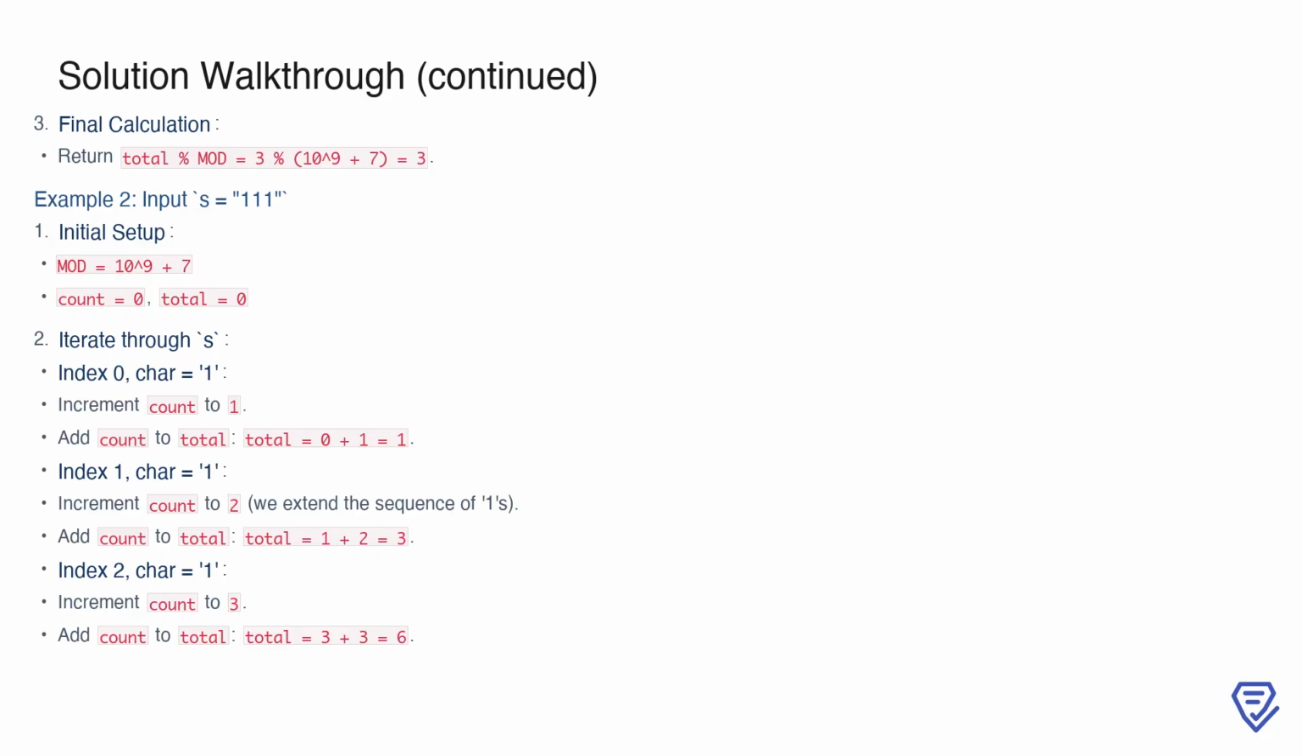At index 1, we encounter another 1. Since this extends the sequence of ones, we increment count to 2 and add it to total, resulting in a total of 3. At index 2, there is yet another 1, so we increment count to 3 and add it to total. This brings the total to 6. The sequence of ones ends here, so we compute the final result by taking total modulo mod.